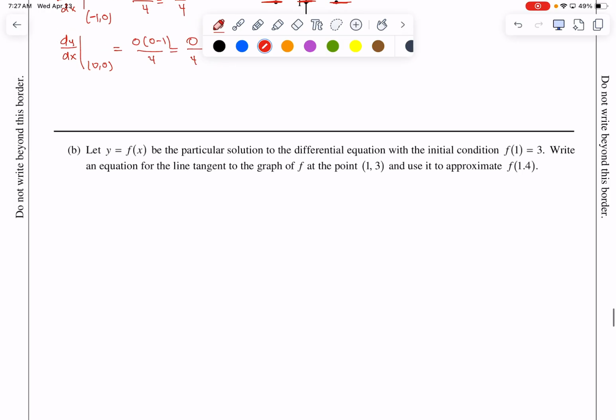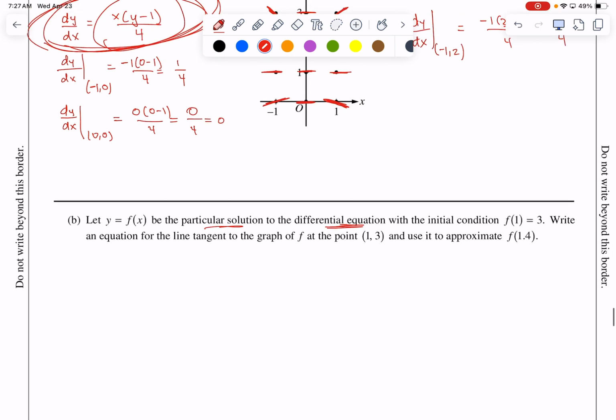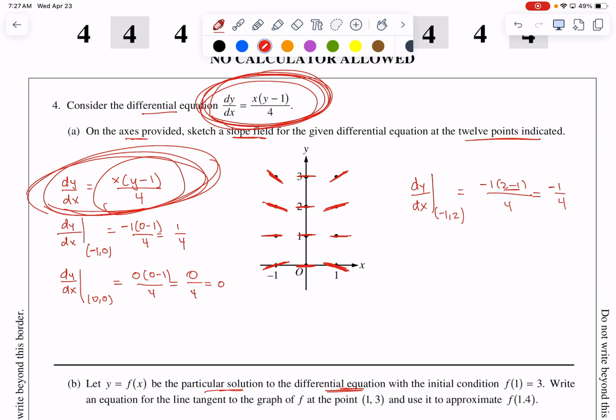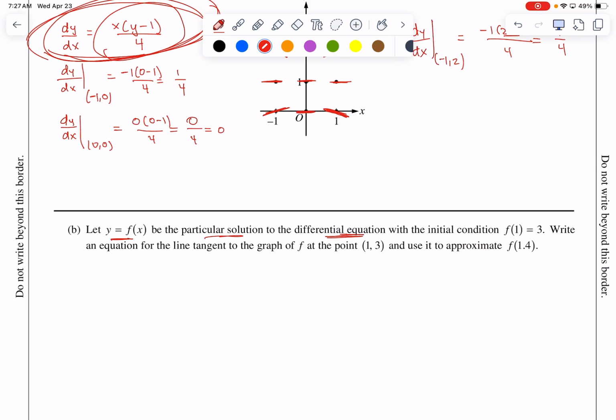Part B is easy, though. Part B says let y equals f of x be the particular solution to the differential equation. So we don't know what y equals, do we? But we have dy dx. So the particular solution, y equals f of x, would be if I wanted you to go back and find the original equation. All I have is dy dx. I know the derivative is x times y minus 1 over 4.